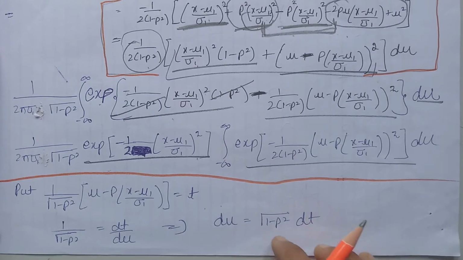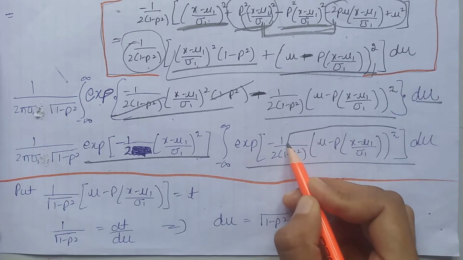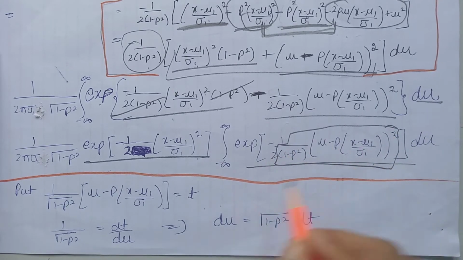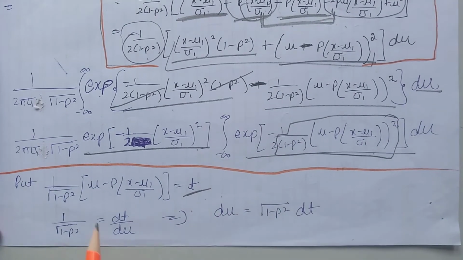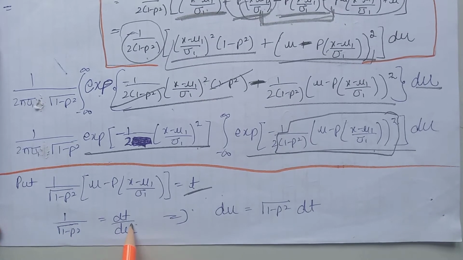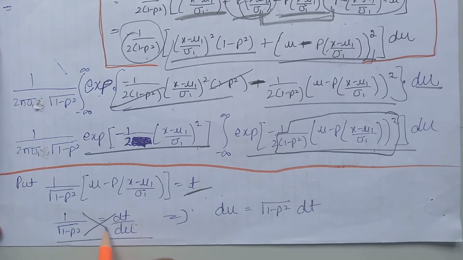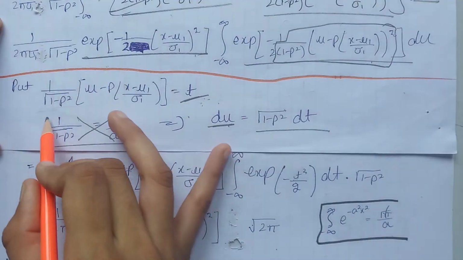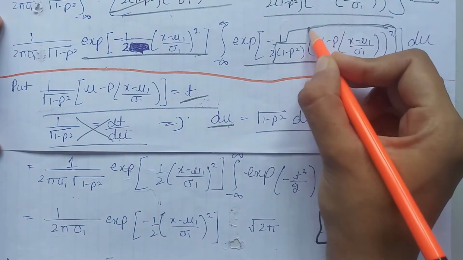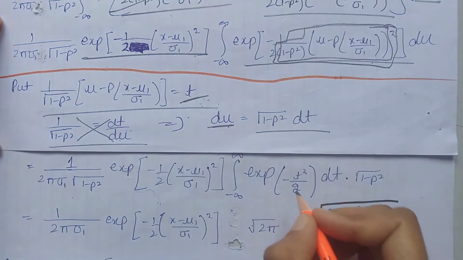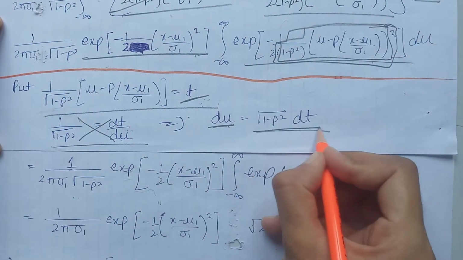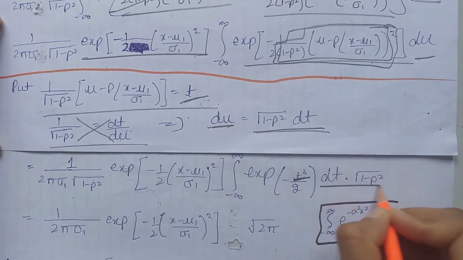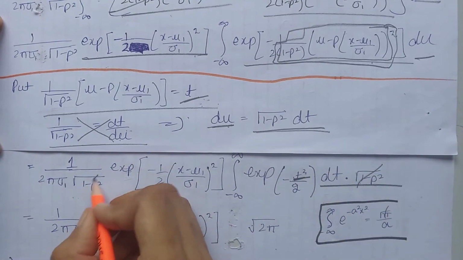Now to make this integration easier, we will substitute this term equals to under root of this term equals to t. So if we differentiate both sides with respect to mu, we get this, and after cross multiplication our value of d mu is equal to this term. So according to this equation, in place of this term we write only t square, and in place of d mu we write under root 1 minus rho square multiplied by dt. Now it can be cancelled out by this term.